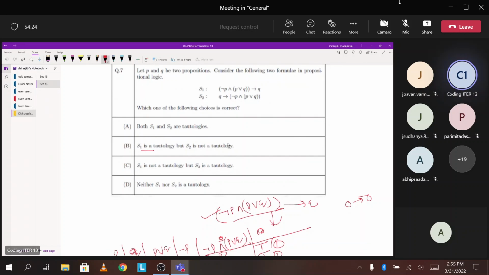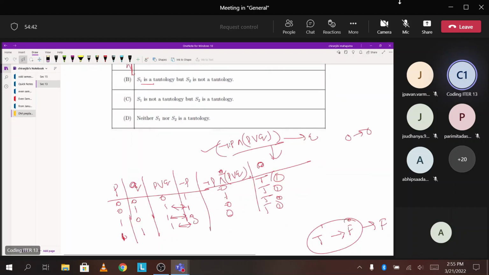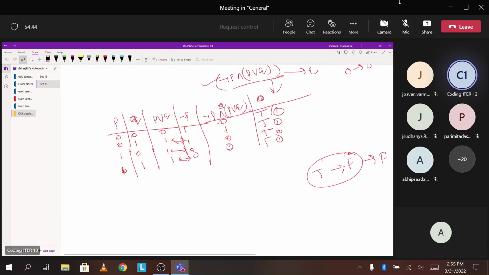Okay, so right now that means from A and B, any one of the options is correct. So we have to check whether S2 is a tautology or not. Okay, so is this a tautology or not? In the same way here, this one I told you by the truth table, and I will also tell you another method of how to solve it.